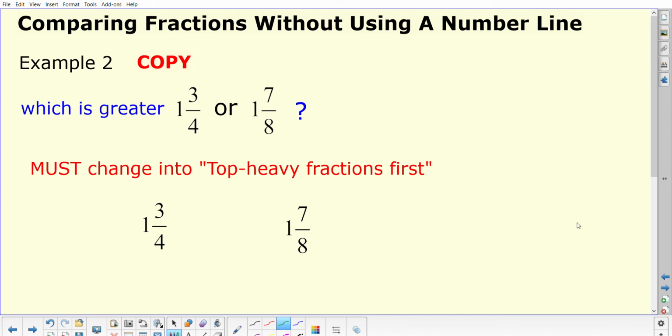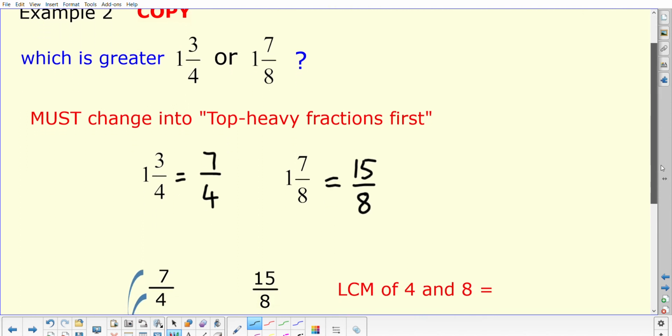If it involves mixed numbers and you're having to work out how they compare, then you need to change them into top-heavy fractions. So to do that, I'd be looking for you to say, 1 times 1 and 3/4, you do whole number times bottom number. 1 times 4 is 4, add on the 3 means that we're looking at 7/4. This one over here, 1 times 8 is 8, add on the 7 means we've got 15 over 8. So the two fractions that we're comparing are 7/4 and 15/8.